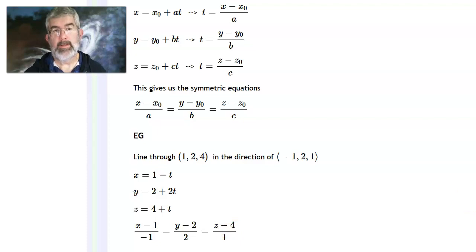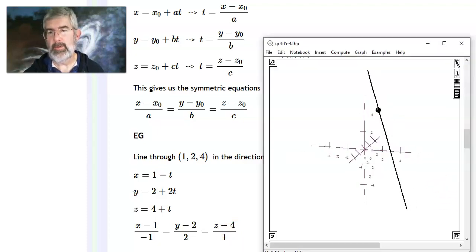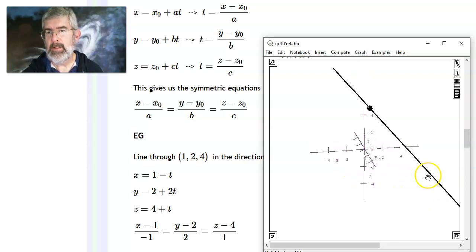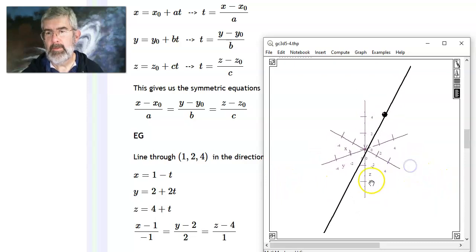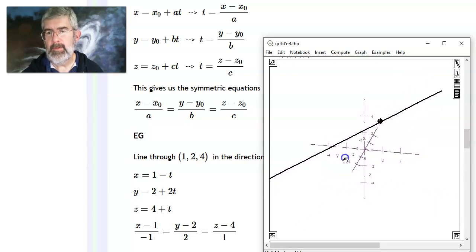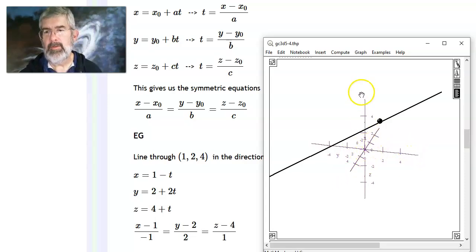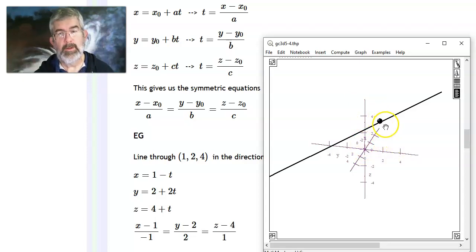Now I want to take a look at the picture of this example. Let's pull this up. I'm going to put this with the positive x coordinate running this way, the positive y coordinate running out there, the positive z coordinate going up like this. This is the point (1, 2, 4), and the direction vector, although it's not drawn in there, is (-1, 2, 1), as the example has.